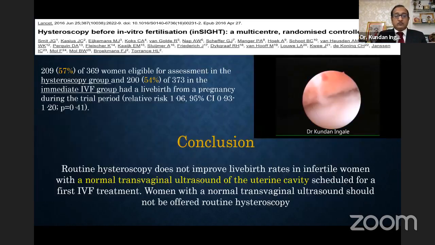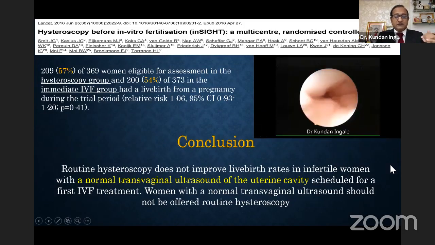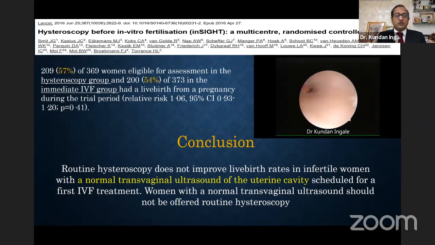Now, hysteroscopy before IVF, when there is a normal transvaginal ultrasound of the uterine cavity, should we do a routine hysteroscopy? This particular study clearly demonstrated that routine hysteroscopy does not improve live birth rate in infertile women with a normal transvaginal ultrasound of the uterine cavity. So if we have a nicely done transvaginal ultrasound and there is a normal uterine cavity, probably doing just a routine, even office, hysteroscopy may not help us to improve the live birth rate. So this is a very important message.